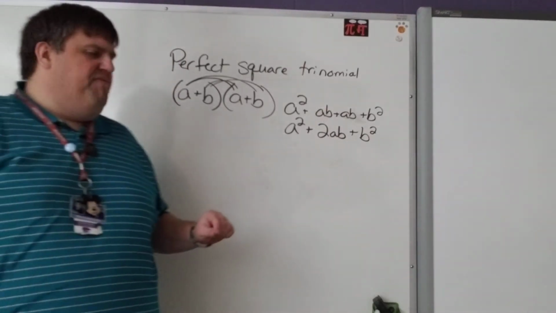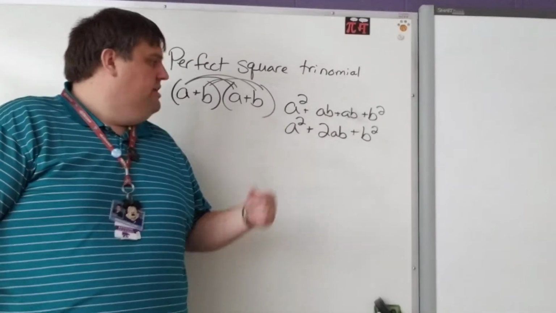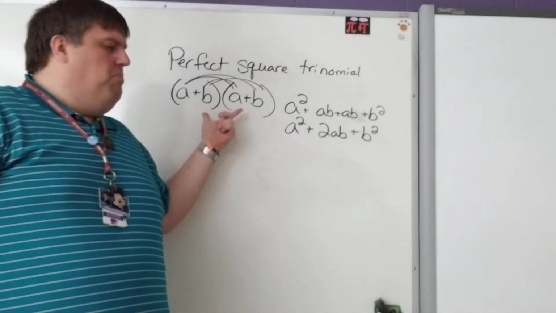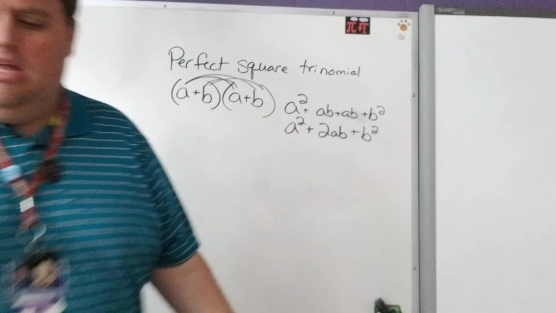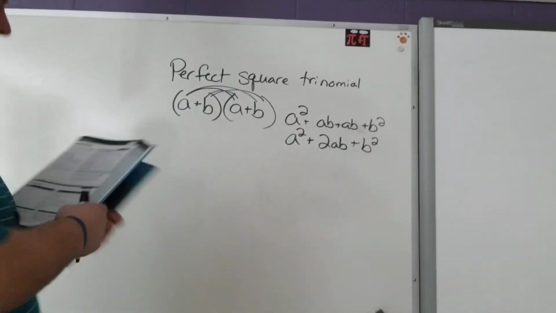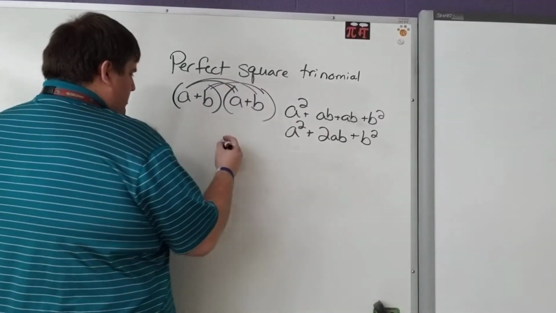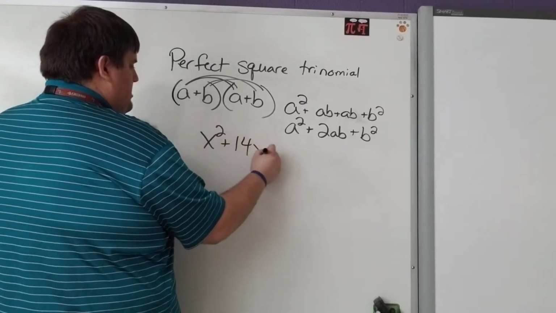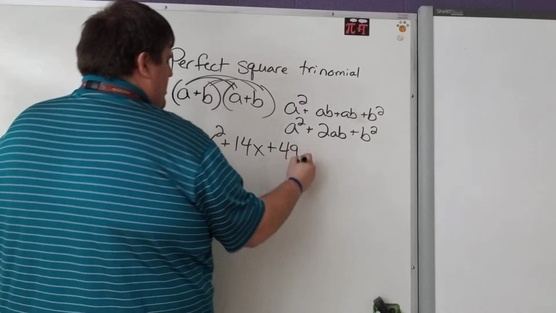So if something fits this type of factoring, we're going to have to know that it's the same thing multiplied by itself. Let me give you an example of one of those. We can kind of walk through it a little bit. So, for example, let's say we had x squared plus 14x plus 49.